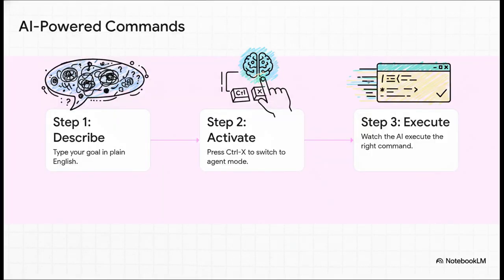And check this out. They've made it so simple. You don't have to memorize a bunch of weird command flags. You just type what you want to do in plain English. Then you hit Ctrl-X, that flips you into agent mode, and Kimi just figures out the right command and runs it. It's literally a natural language interface for your terminal.